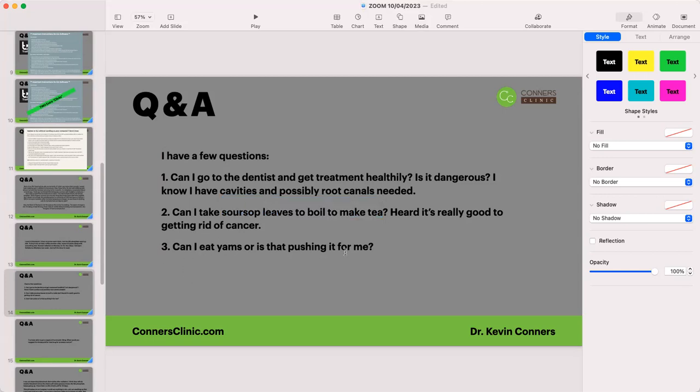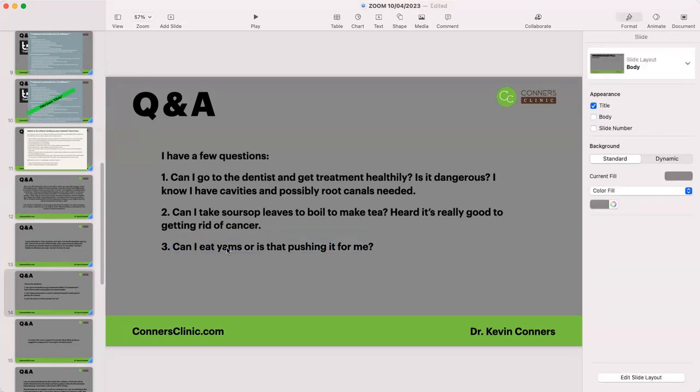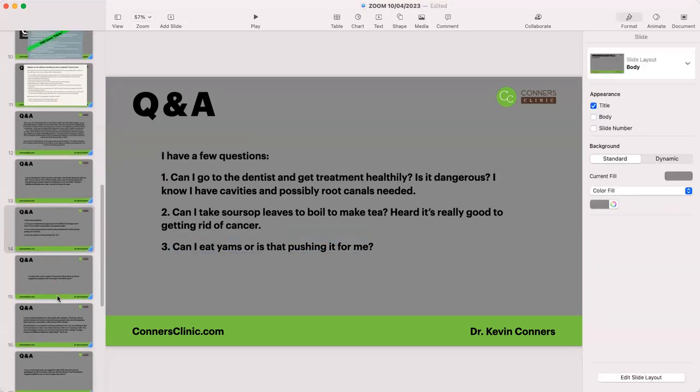Can I eat yams, or is this pushing it for me? No, yams have a very low glycemic index, so you'd be fine eating some yams. That would be fine. That would be a good source of some calories.